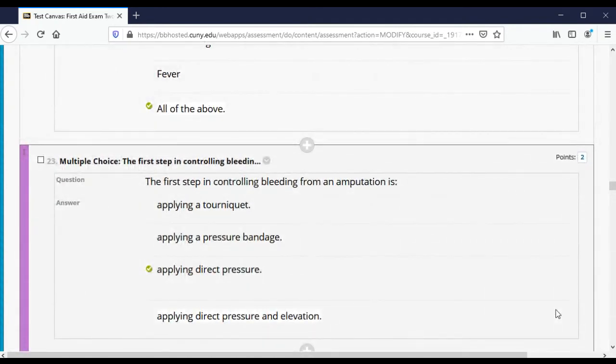The first step in controlling bleeding from an amputation, and really the most accurate answer, is applying direct pressure. You may think of applying a tourniquet, but as we mentioned before when we talked about soft tissue injuries, most amputations don't bleed that much. It's hard to believe, I know, but most amputations, if they're clean cut, the blood vessels have a way of going into spasm and self-cauterizing and reducing their own blood supply. So usually the first step is still always to apply direct pressure. And if that's not working, obviously a tourniquet is considered.